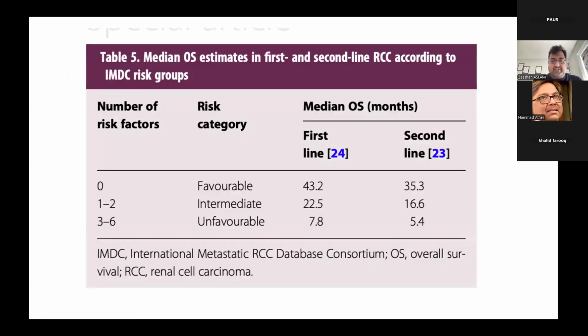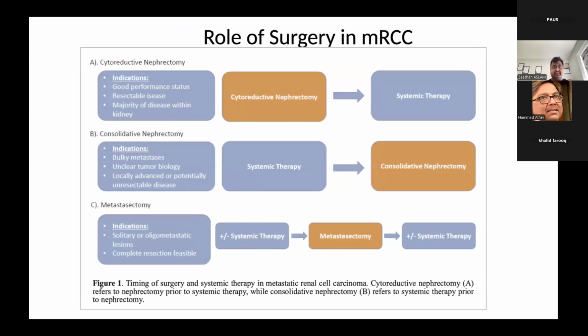So this is based on the IMDC database consortium. The survival was seen in these three different groups: favorable, intermediate, and unfavorable, using first line and second line systemic treatment. And it was again found that the unfavorable, the poor prognostic group, had very poor survival, and the intermediate group had survival which could vary between 18 months to 2 years. So this was just to give you an idea about how lethal the disease is.